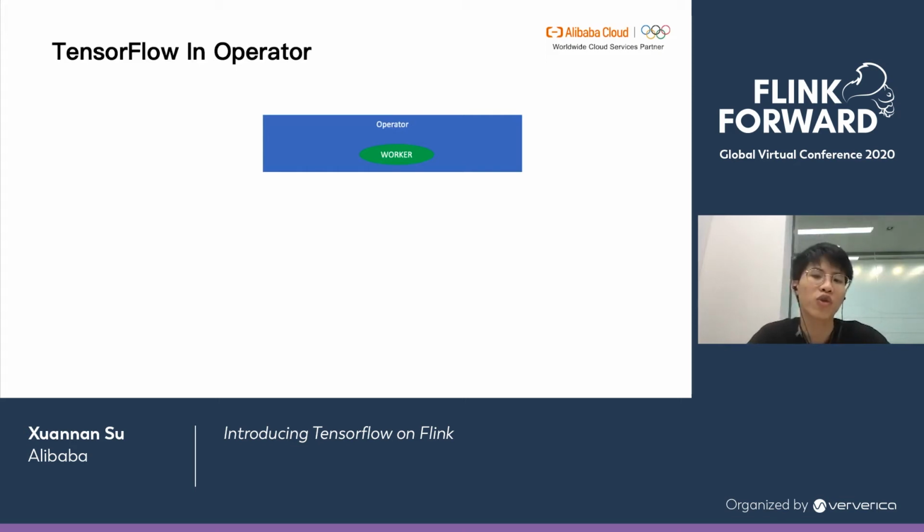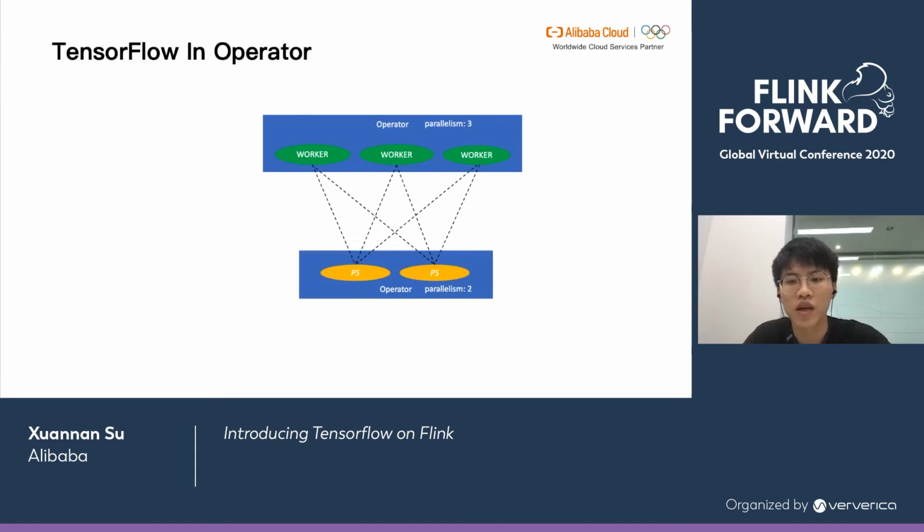Now, what if I want to have 3 workers in my TensorFlow cluster? That can be achieved by setting the parallelism of the operator. In this case, we set the parallelism of the operator to 3. And the Flink runtime will submit 3 tasks to the task managers to run the operator in parallel. The whole idea is exactly the same for the parameter server, and it has the parallelism set to 2.